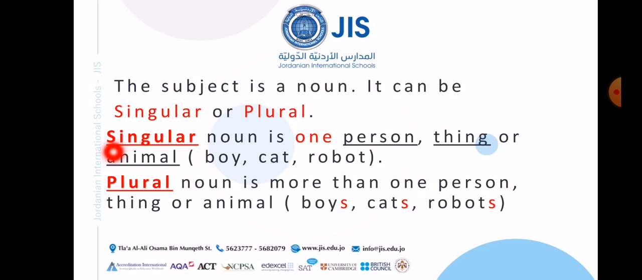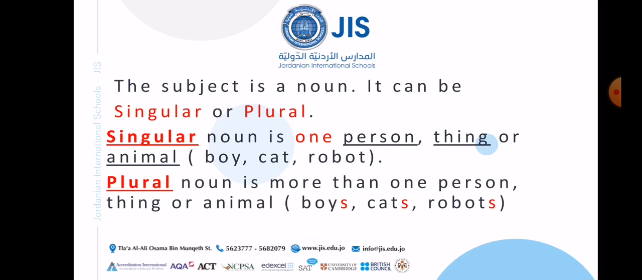What do you mean by singular noun? Can you remember? Perfect. Singular noun is one person, one thing, or one animal. Example, boy, one boy. Cat, one cat. Robot, one robot. Do you understand until now? Super. All of this information, we studied before, teacher.